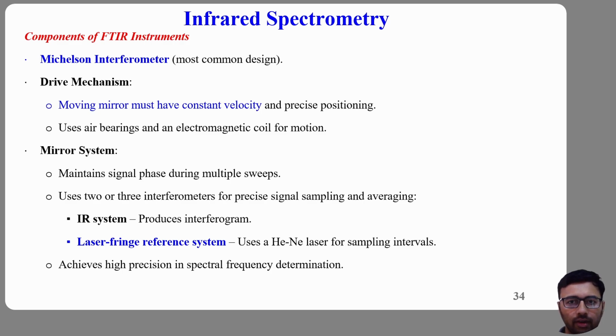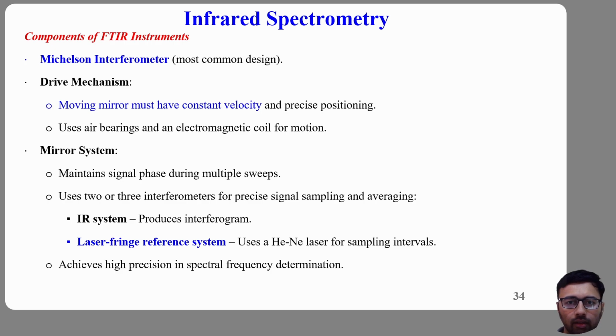The Fourier transform assumes precise sampling intervals. If the mirror velocity changes unpredictably, the phase relationship becomes distorted and the resulting spectrum loses accuracy and resolution.